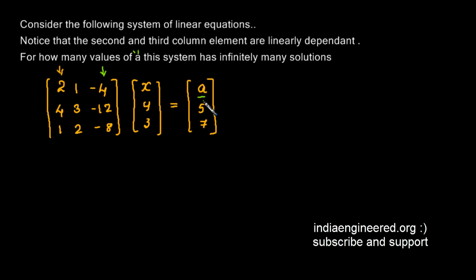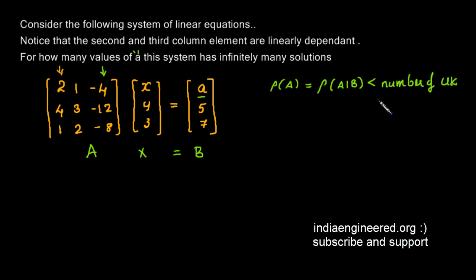This was asked in GATE Computer Science, and this is a simple question. We have done a lot of problems like this. For a system of equations to have infinitely many solutions, if we denote it like Ax equal to B, then the rank of A should be equal to the rank of the augmented matrix and should be less than the number of unknowns. Here the number of unknowns is 3, so it must be less than 3. This is the condition that must be satisfied for the system of equations to have infinitely many solutions.